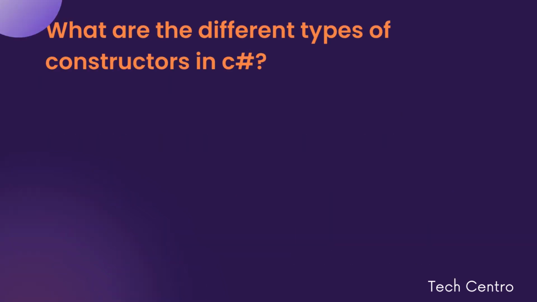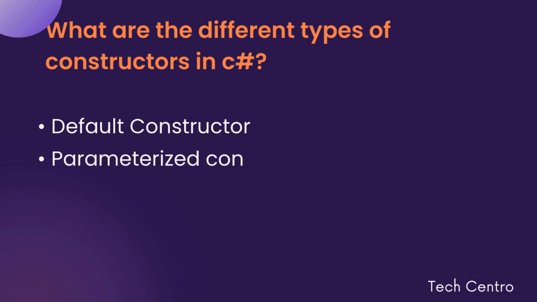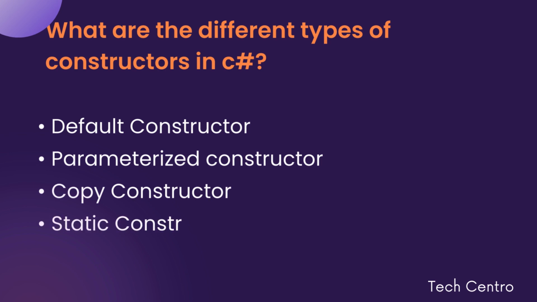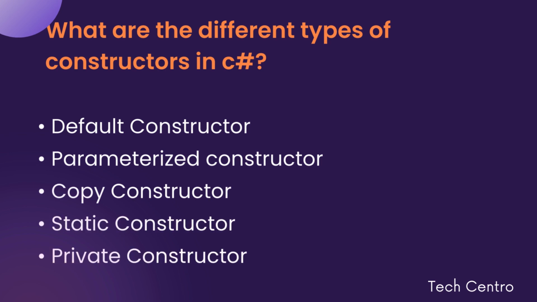What are the different types of constructors in C#? Default constructor, parameterized constructor, copy constructor, static constructor, private constructor.